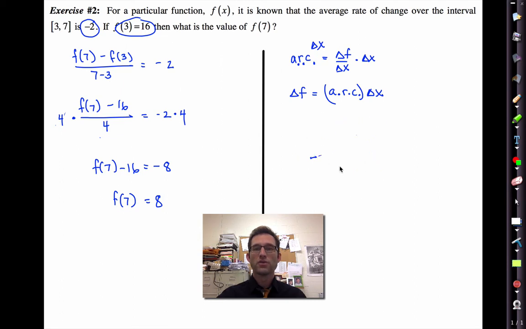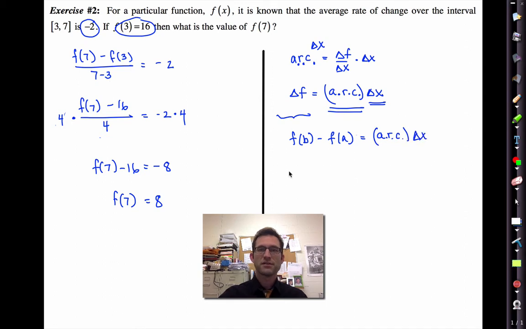If I want to know how much a function has changed, then I just take the average rate of change and I multiply it by how much the input has changed. But keep in mind, of course, that the delta f is f of b minus f of a. So that's the average rate of change times delta x. And this is kind of cool. Watch this.